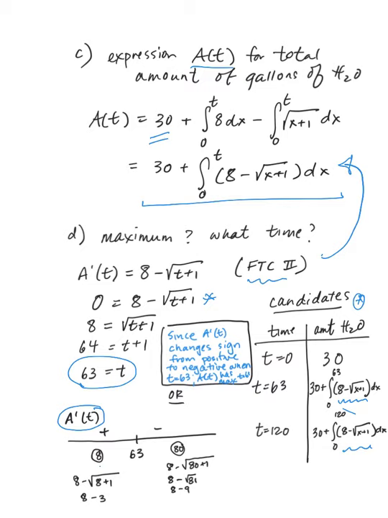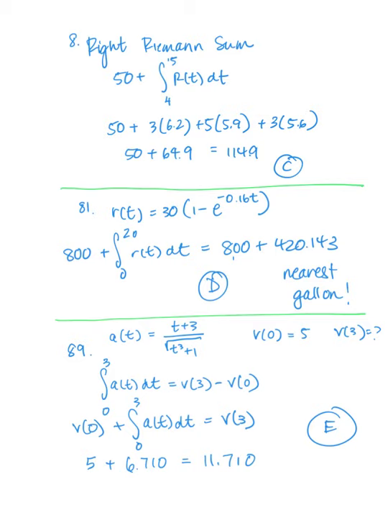Okay, so because the first derivative changes from positive to negative when t is 63, we know that A of t has a max. Now, if you go through the candidates test, we know we have 30 here. We integrate this piece from 0 to 63 or from 0 to 120. And it happens that the maximum does occur at t is equal to 63. Right. We only have 3 multiple choice problems here.